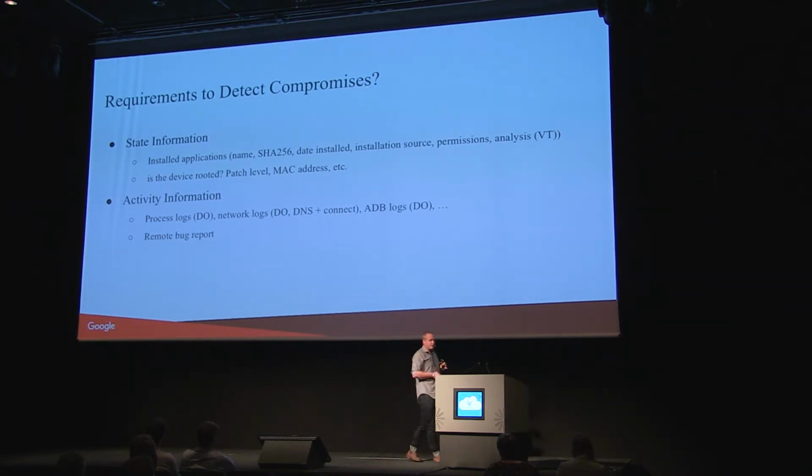But on the activity information, that's where most of the new stuff comes in, which is available in DO mode. Now you can get process logs. Every time you run an application, you can get the timestamp and hash value of that process that's being run. You also get network logs, so you get all DNS logs, TCP connection logs, and ADB logs. So every command that's run over ADB, for instance, if you try to sideload, you will have to run it through ADB, and that gets logged too.